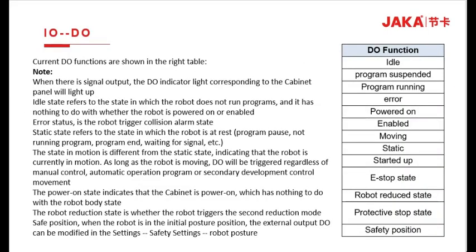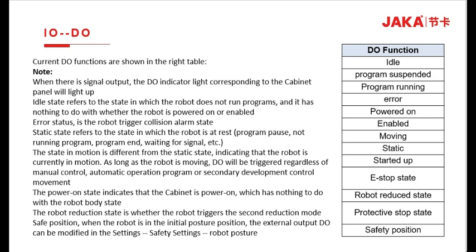DO signal supports functions. As shown in the table on the right, note that when there is signal output, the corresponding DO indicator light on the cabinet panel will light up. The idle state refers to the state in which the robot does not run programs and has nothing to do with whether the robot is powered on or enabled.